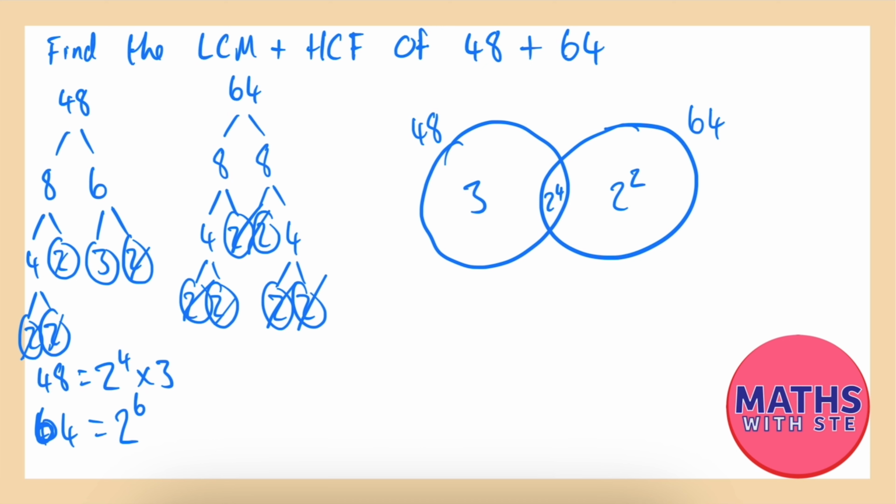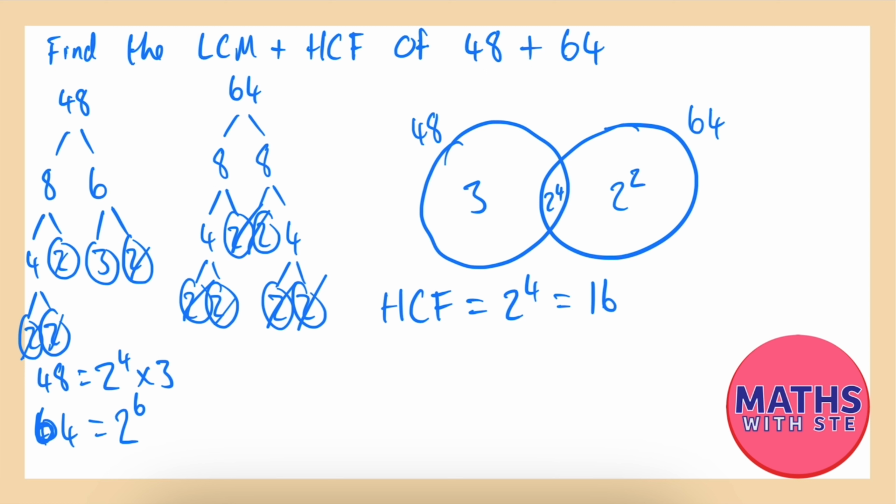Okay. So let's start with the highest common factor. That's the intersection. So the highest common factor equals 2 to the power of 4. What is 2 to the power of 4? It's 2 times 2, which is 4, times 2, which is 8, times 2, which is 16.